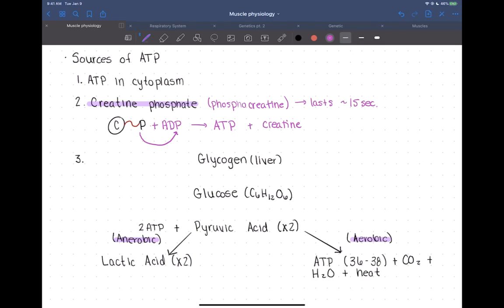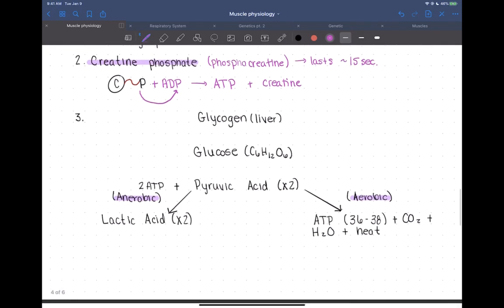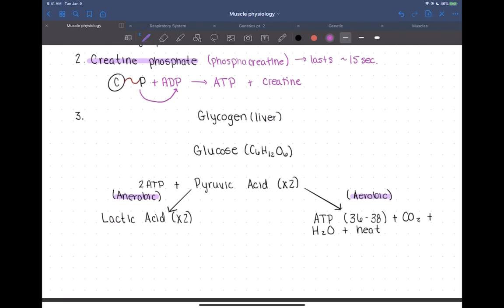So your muscle cells obviously are going to need a much longer lasting source of ATP. And so that's where we get to using glucose for ATP. Glycogen is stored in the liver. Remember, glycogen is the storage form of glucose. It's made in the liver and it's stored. And so when your muscle cell needs energy, it signals to break down that glycogen into those individual glucose molecules.